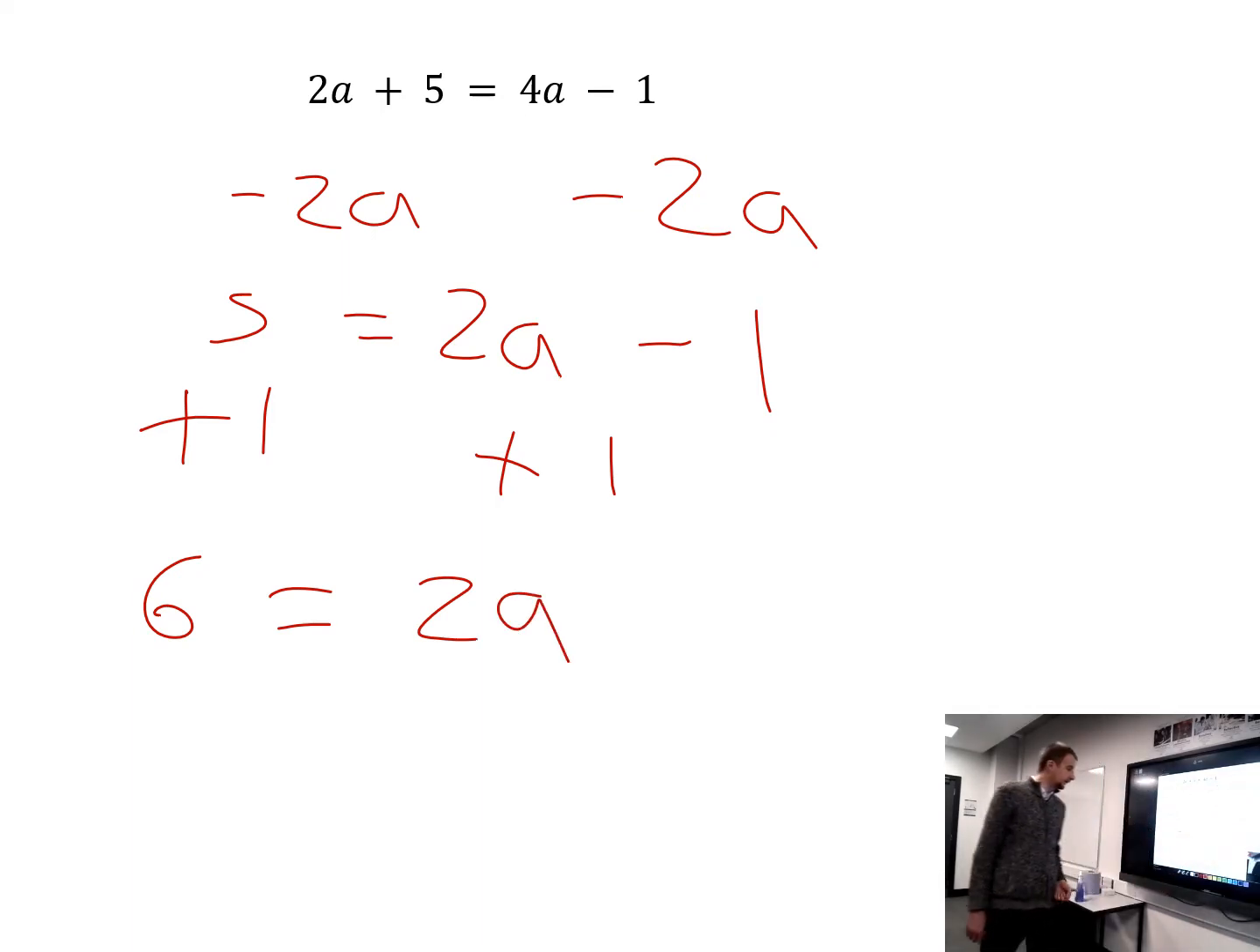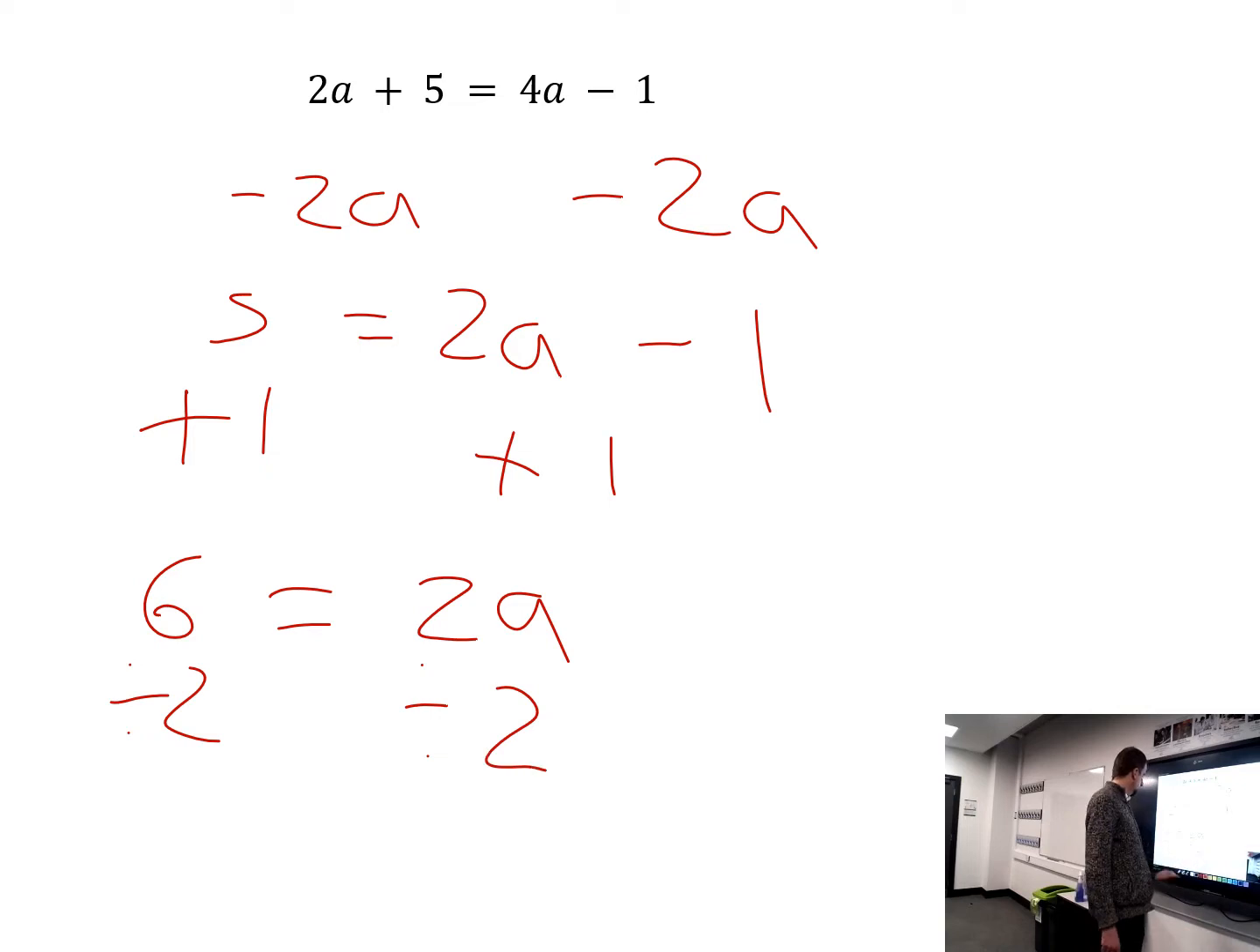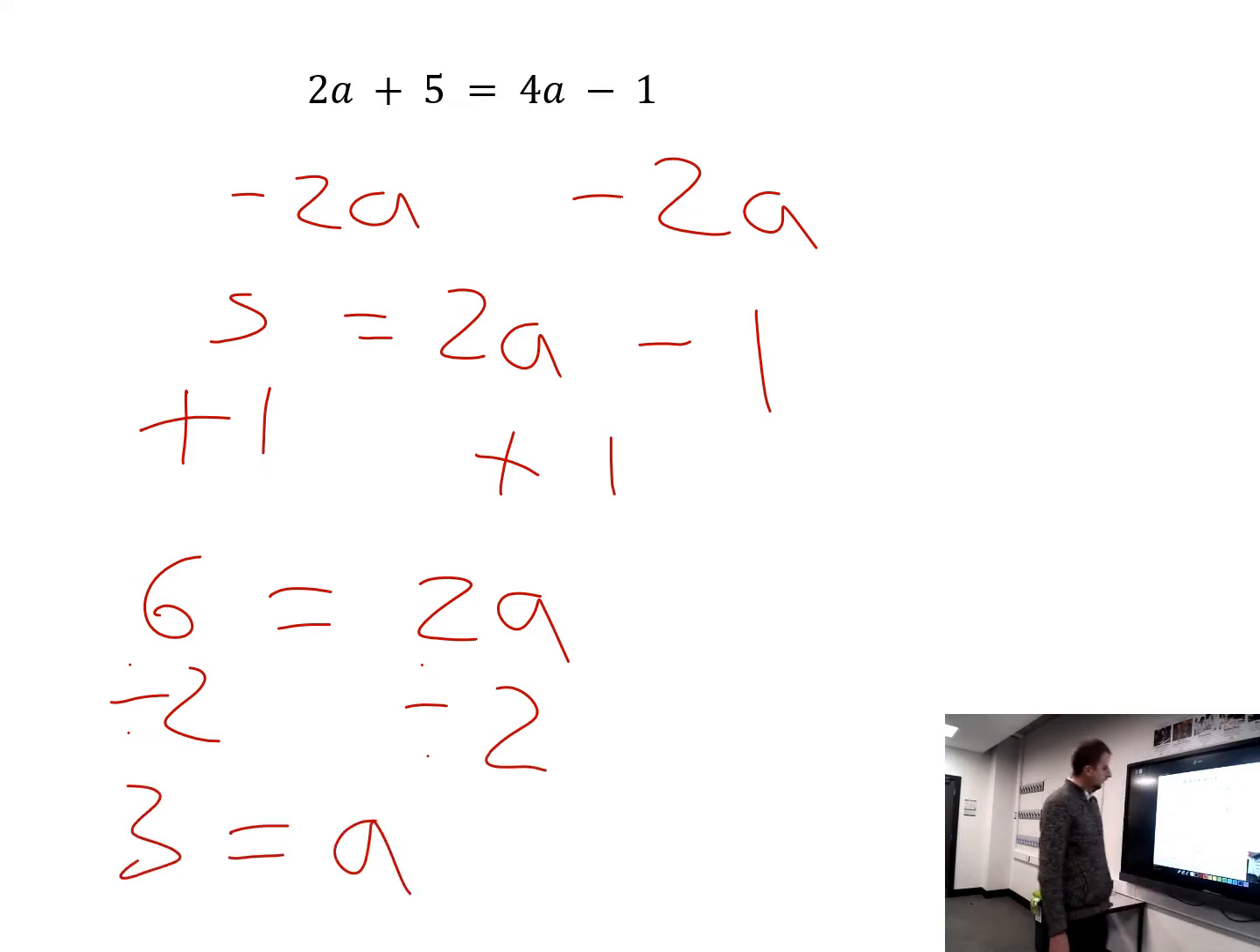And then finally, we want the a on its own. So what's the opposite to multiply by 2? Dividing by 2. Okay, so we have 3 is equal to a. Or it may make more sense or more convenient to write it as a is equal to 3.